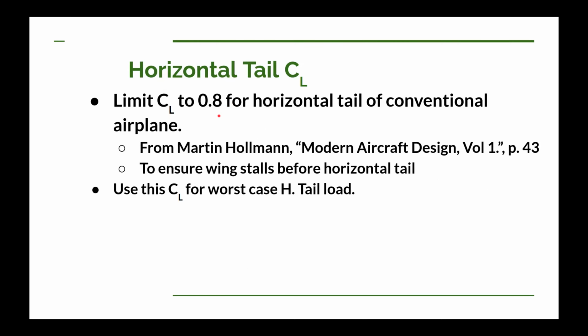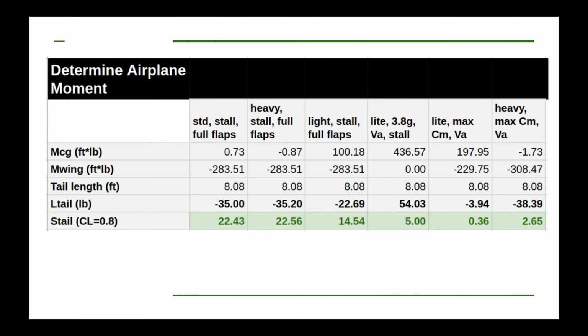I decided to kind of go the easy way out. Martin Hollmann has a book called Modern Aircraft Design. In Volume 1, page 43, he talks about the coefficient of lift to use for your horizontal tail. And he says if you keep your maximum coefficient of lift you need for that tail to 0.8 or less, the wing should always stall before the horizontal tail does. So we're going to use our coefficient of lift of 0.8 for whatever our worst tail load is going to be. So I went and did that calculation.